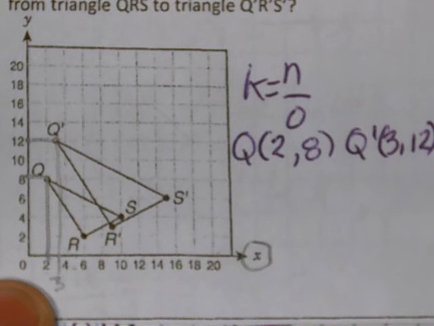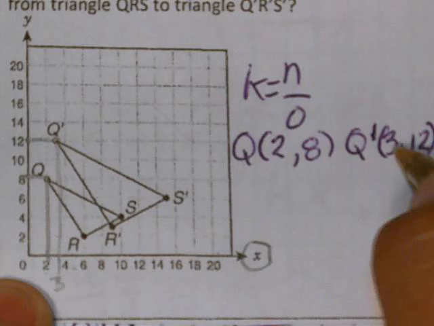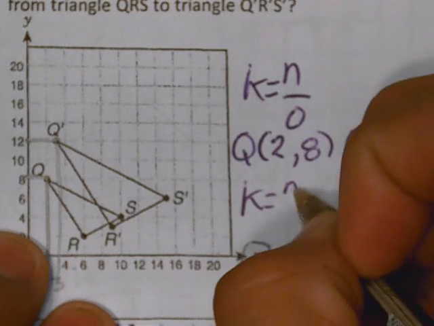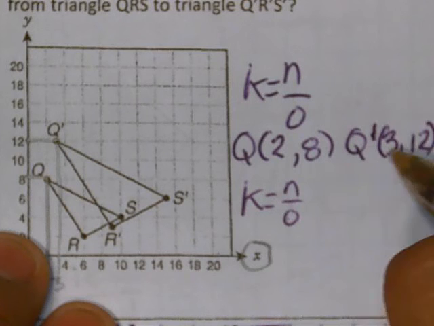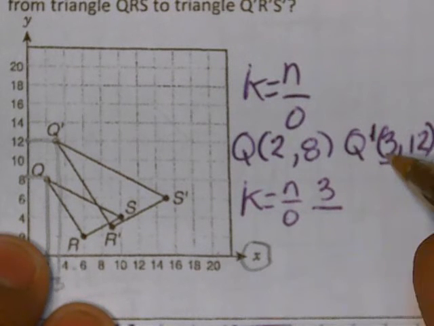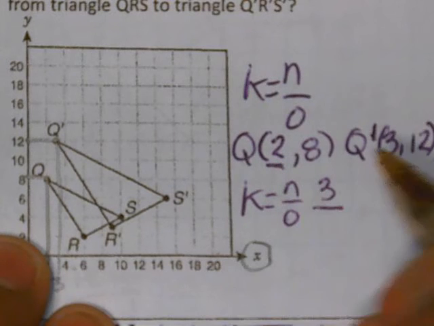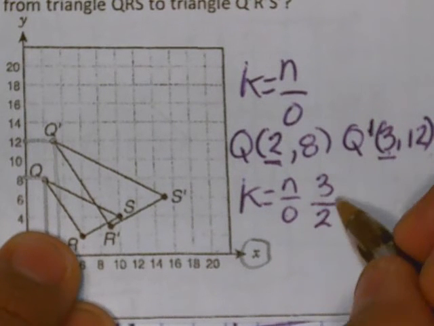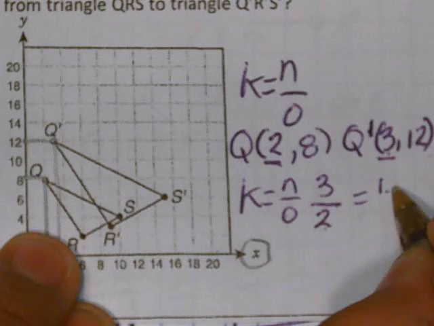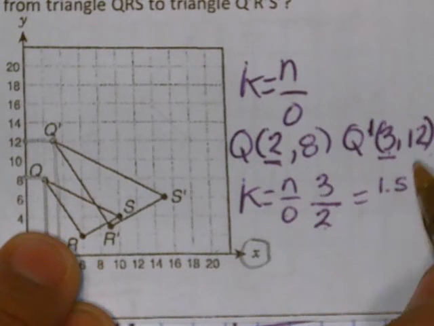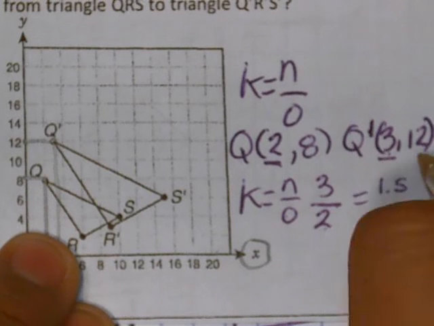Then you use the same formula. Pick a number from the new. Who is the new one? Q or Q prime? Quickly, Q prime is the new one. So pick any of these two. To find K, I'm using new over old, right? The new is 3. And the old, 3 corresponds to 2. This is my scale factor. 3 divided by 2, which is 1.5.